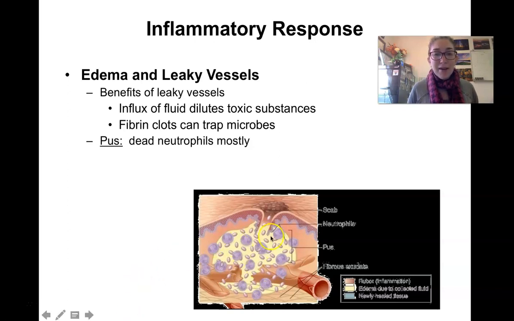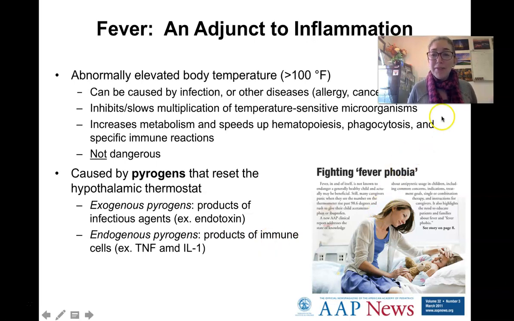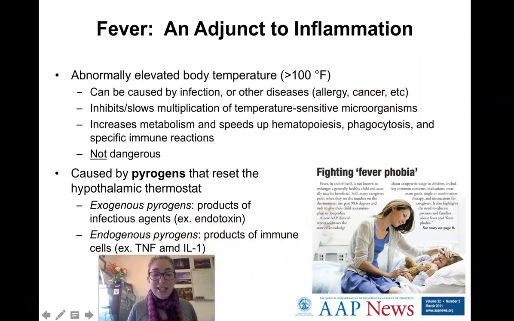And the edema helps to build up pressure in that site, so it kind of traps the microbes so they can't move. That's pretty much the point of it. If it's pussy, if there's that whitish greenish color to it, that's actually dead neutrophils that are building up.